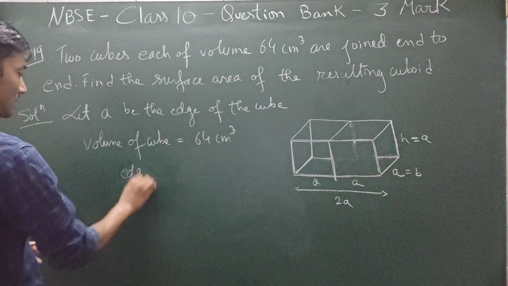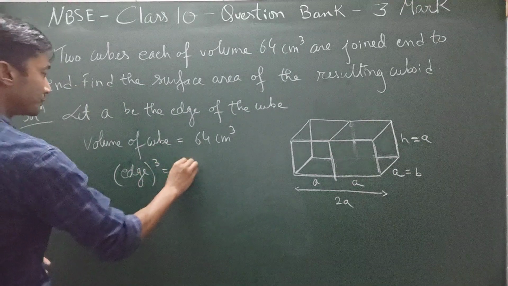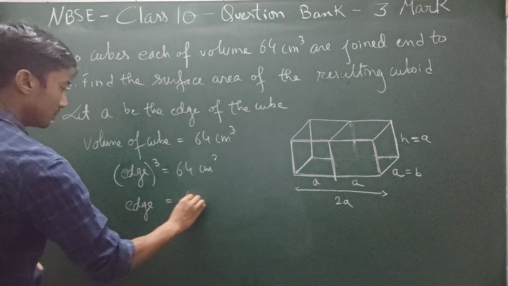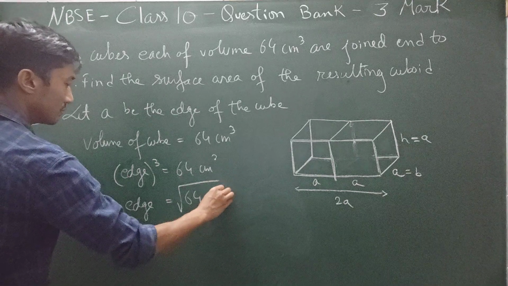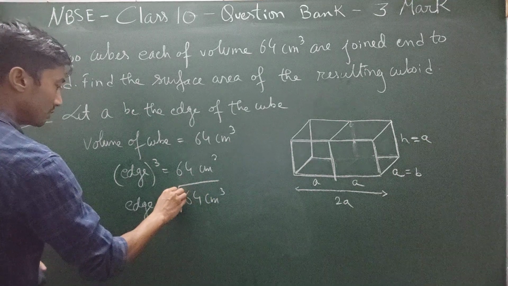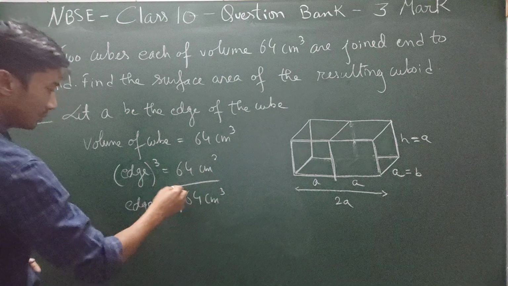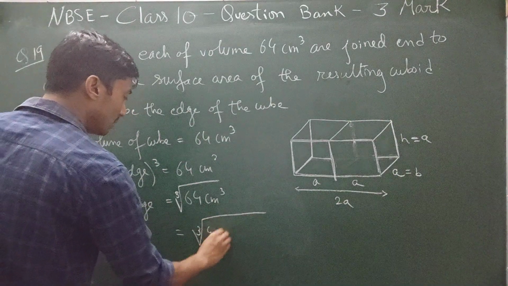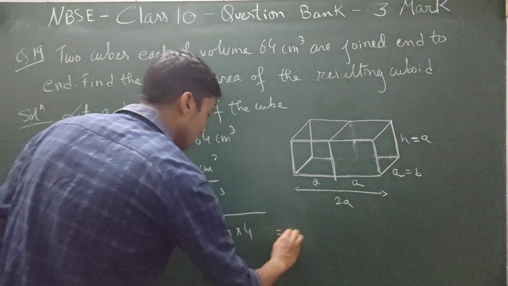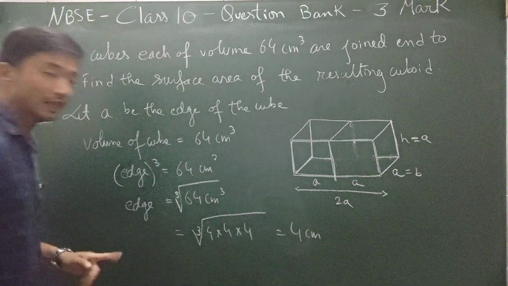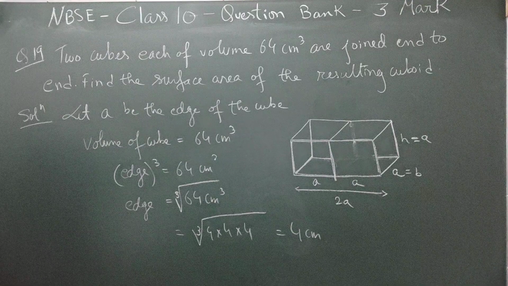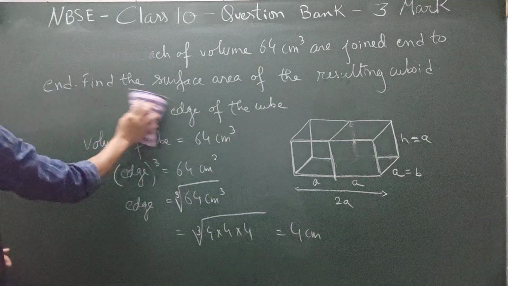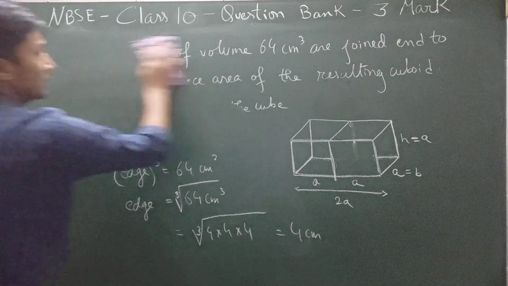Volume of the cube formula is edge cube. So edge cube is 64 centimeter cube. The cube goes to the other side and becomes cube root, so the edge of the cube is cube root of 64. 4 into 4 into 4 is 64, so that's going to be 4 centimeters. I hope you have written down the question. So the edge of the cube is 4 centimeter.